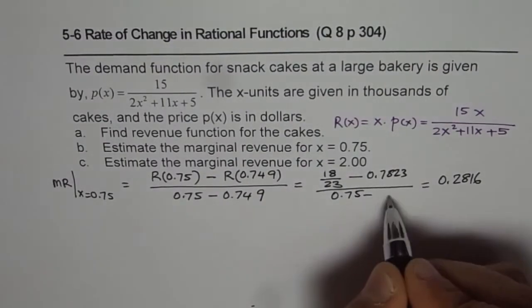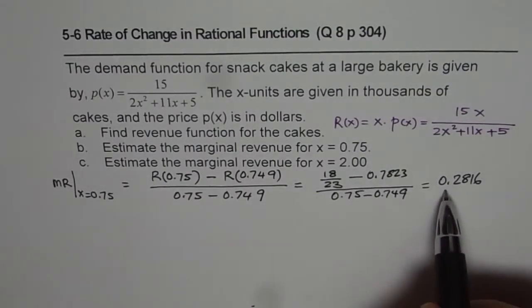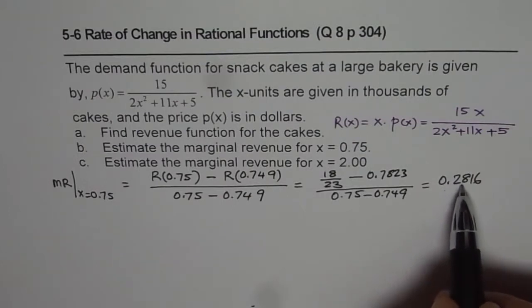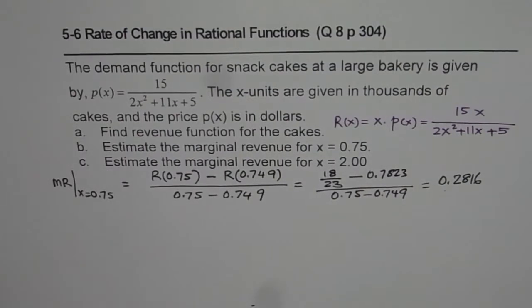So let me just write this. That's the marginal revenue. That means approximately you make 28 cents on the 750th cake piece which you sell. That's what it means, correct?